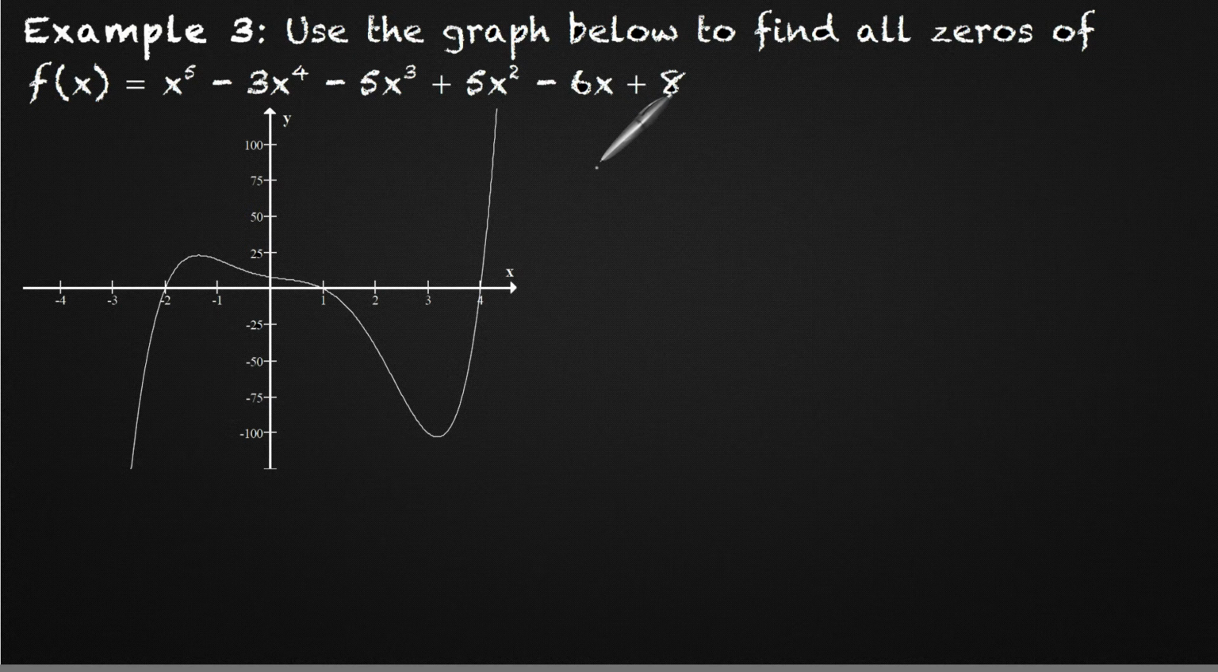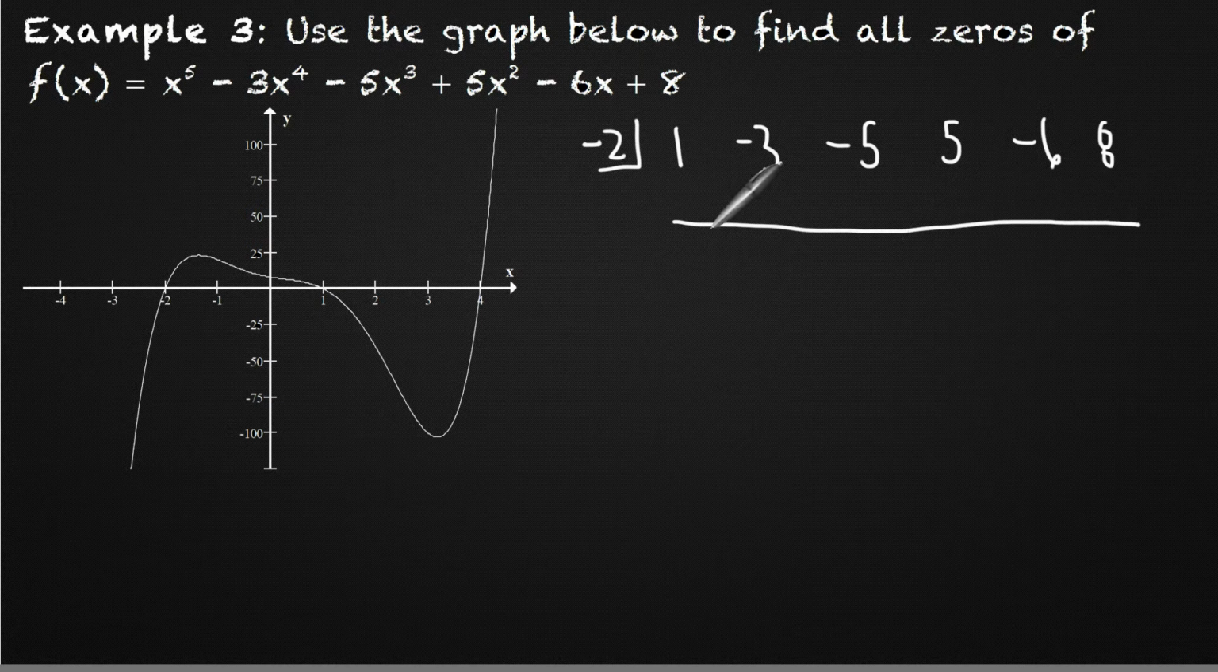So we can use synthetic division. It doesn't matter which order and which ones we use first. So I'm just going to start with negative 2. And I'm going to use 1, negative 3, negative 5, 5, negative 6, and 8. And we know that we should be getting 0 as a remainder because it clearly crosses at negative 2.